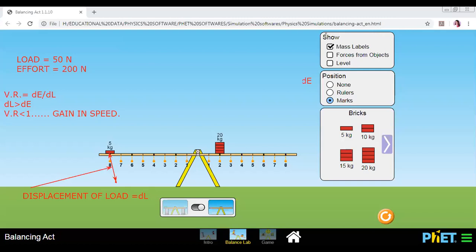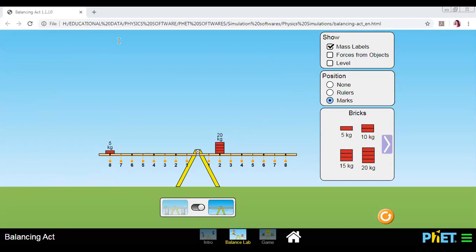Okay, so we concluded that when my velocity ratio is more than 1, my machine is acting as a force multiplier. But when my velocity ratio is less than 1, then my machine is working as a gain in speed. Now we will talk about the third parameter.